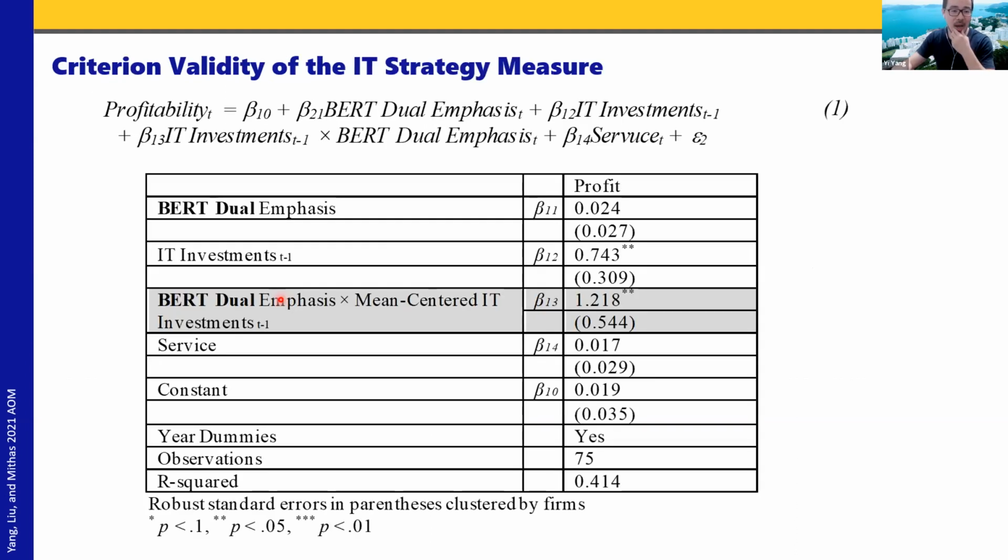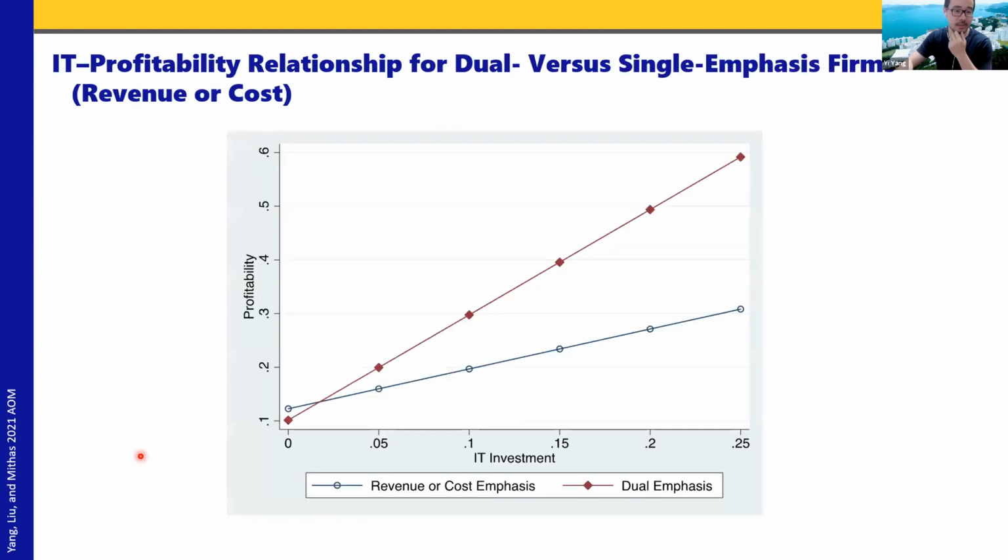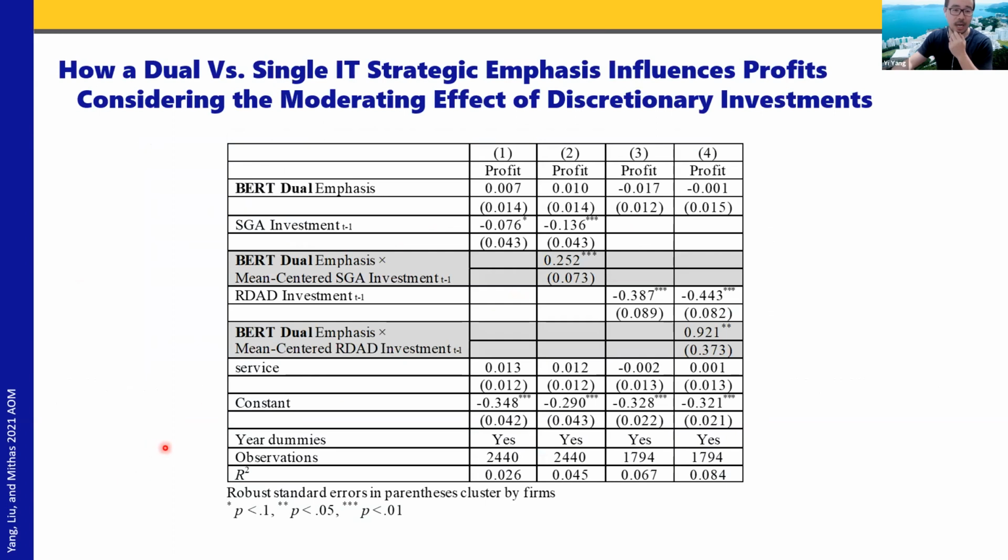I don't have enough time to talk about the first validity check, but I'm just going to go to this slide, which is the main result of our model. We examine how IT strategic emphasis and discretionary investment affect firm profits. The dependent variable here is profits, and the independent variable is the dual emphasis strategy inferred by BERT, and its interaction with the SG&A investments and research and development and advertising investments.